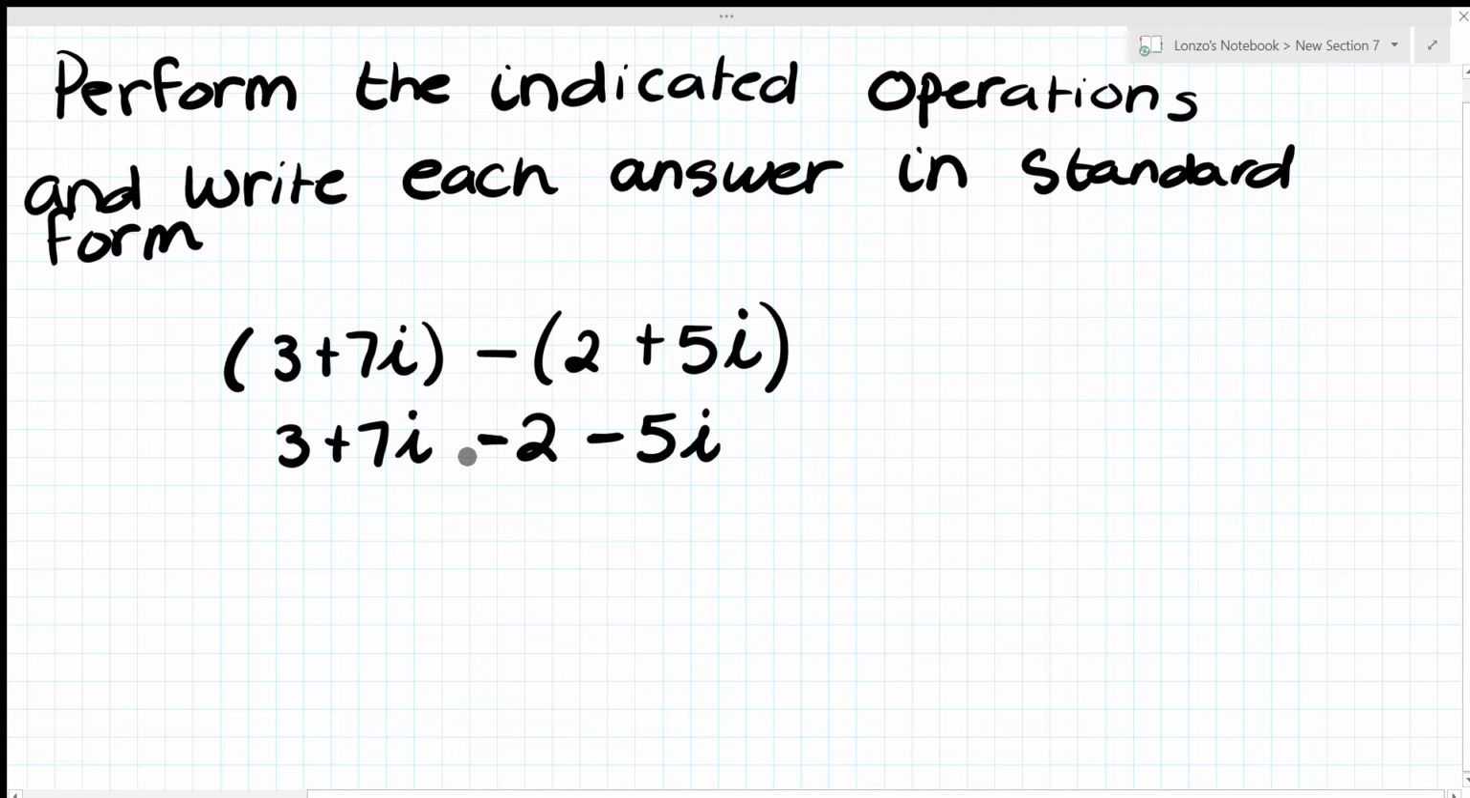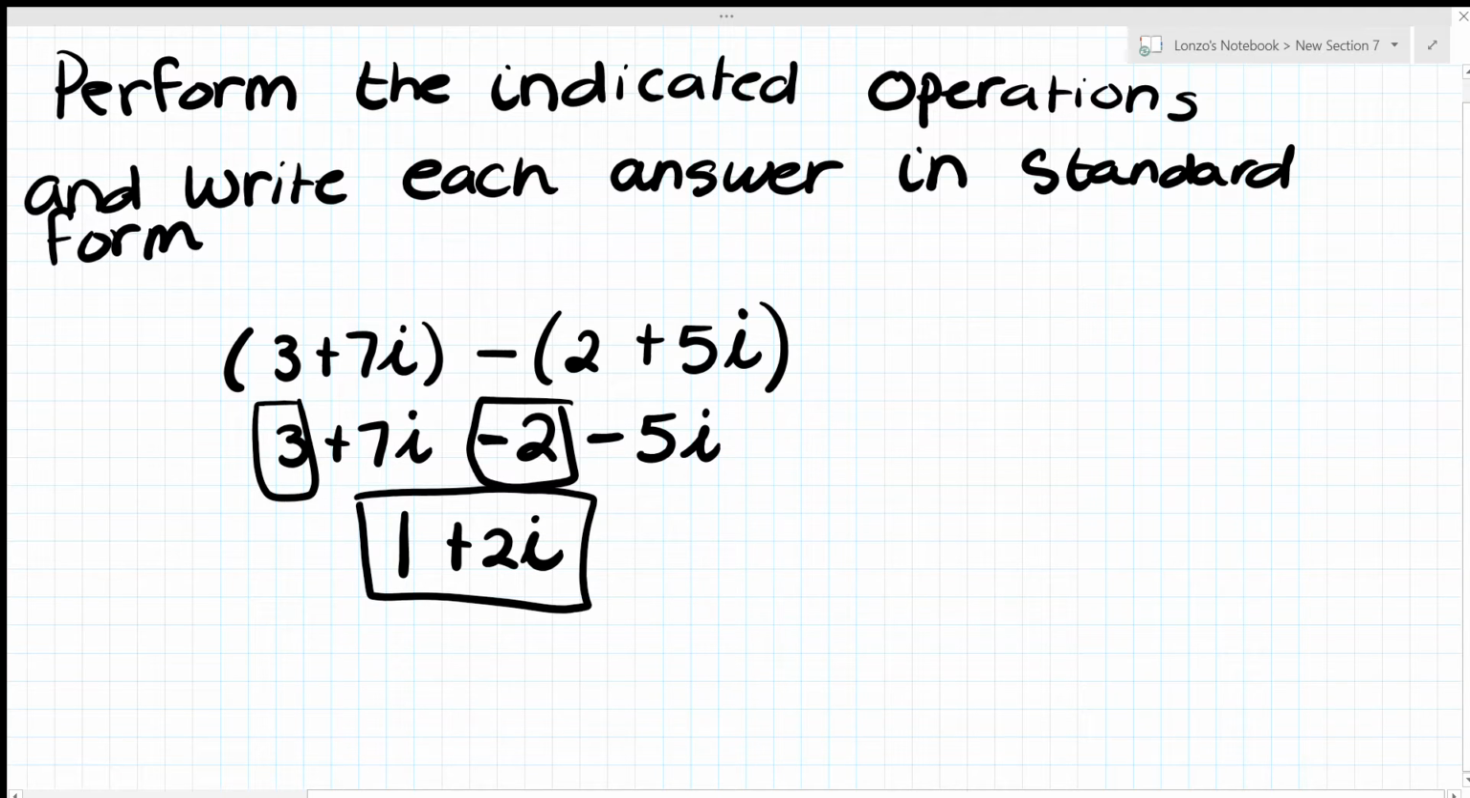Okay, now let's put it in standard form. So we have a 3 and a negative 2. So that's positive 1. And then 7 minus 5i is positive 2i. So this is my final answer in standard form.